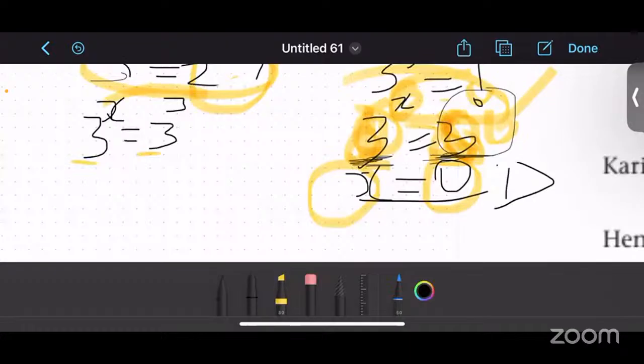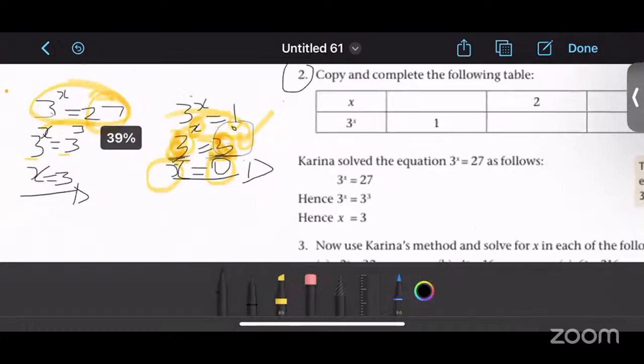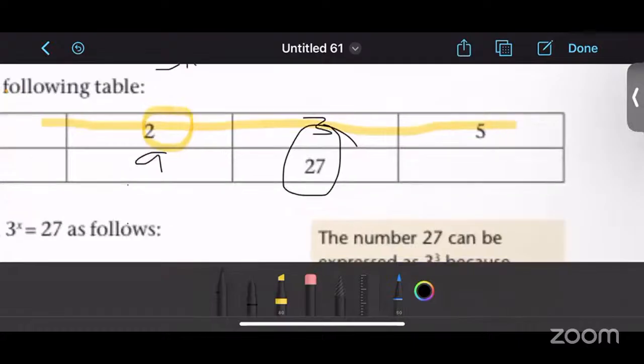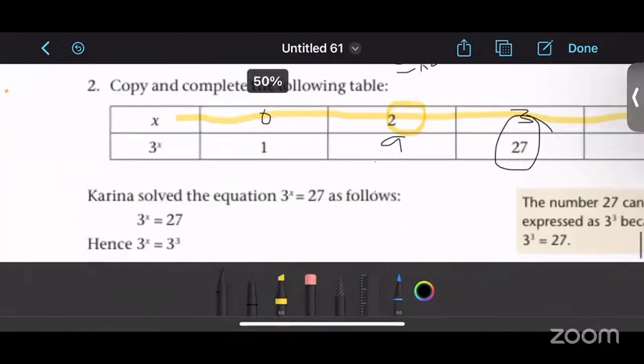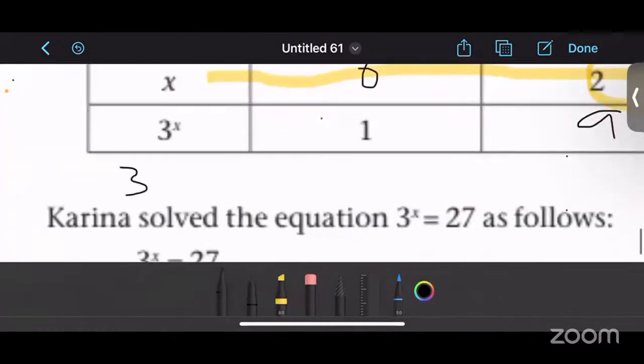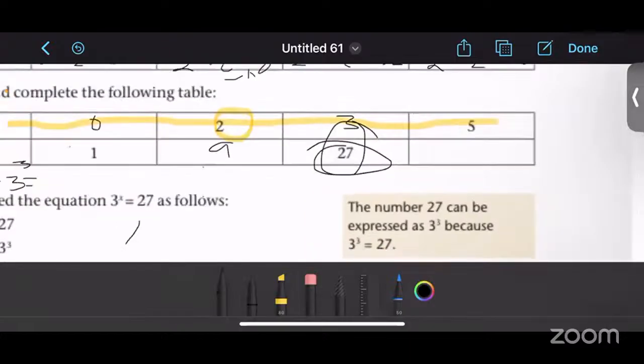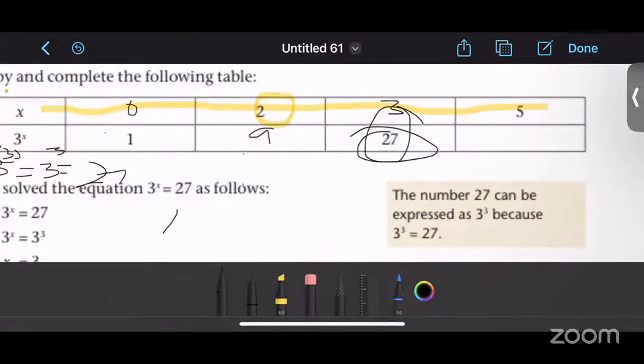So with exponents, that means we're going to be left with x is equal to 3. And this is going to be our final answer. In case you want to check if it's correct, you can substitute here and say 3 to the power of 3 is equal to 3 to the power of 3. And if it doesn't give you 27, then it's wrong. But if it gives you 27, then it's correct.